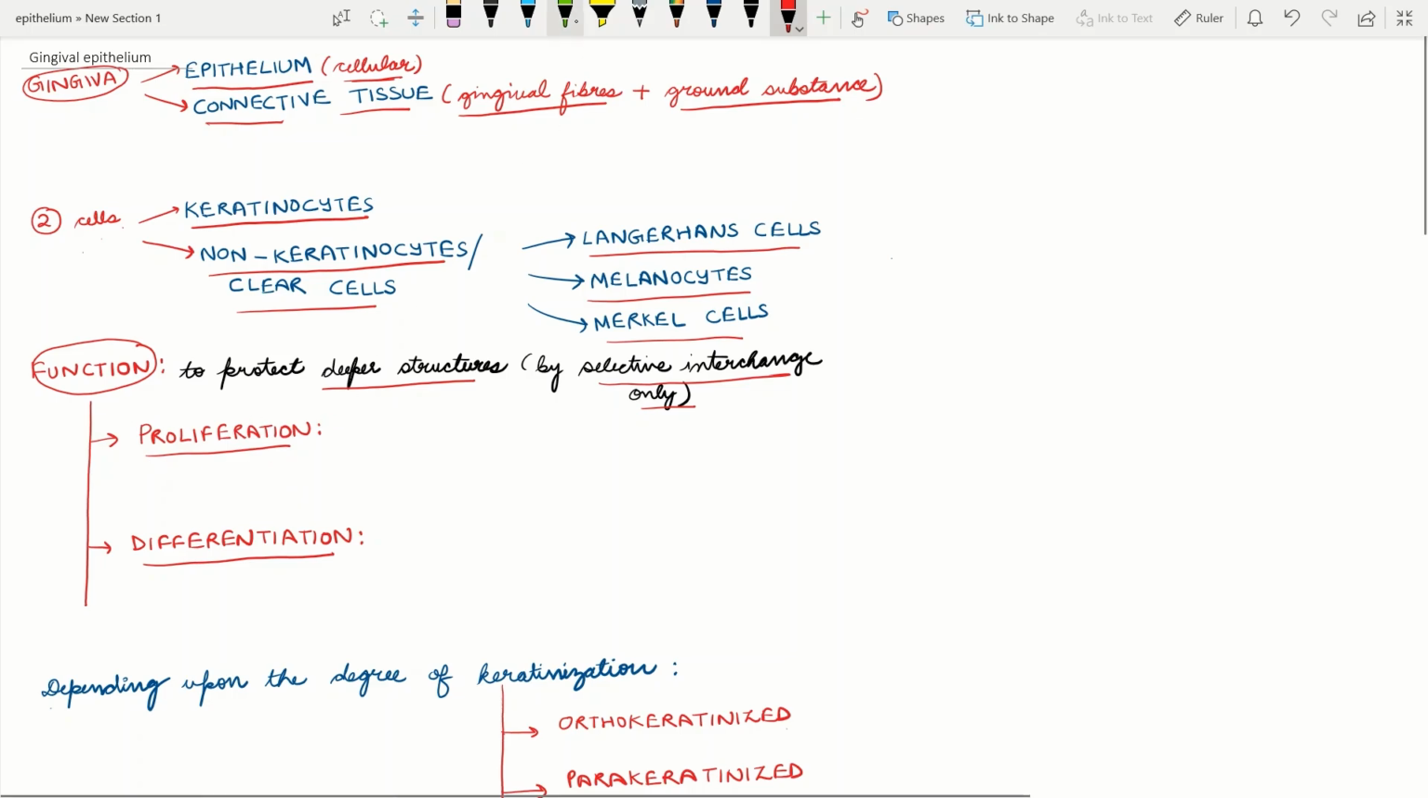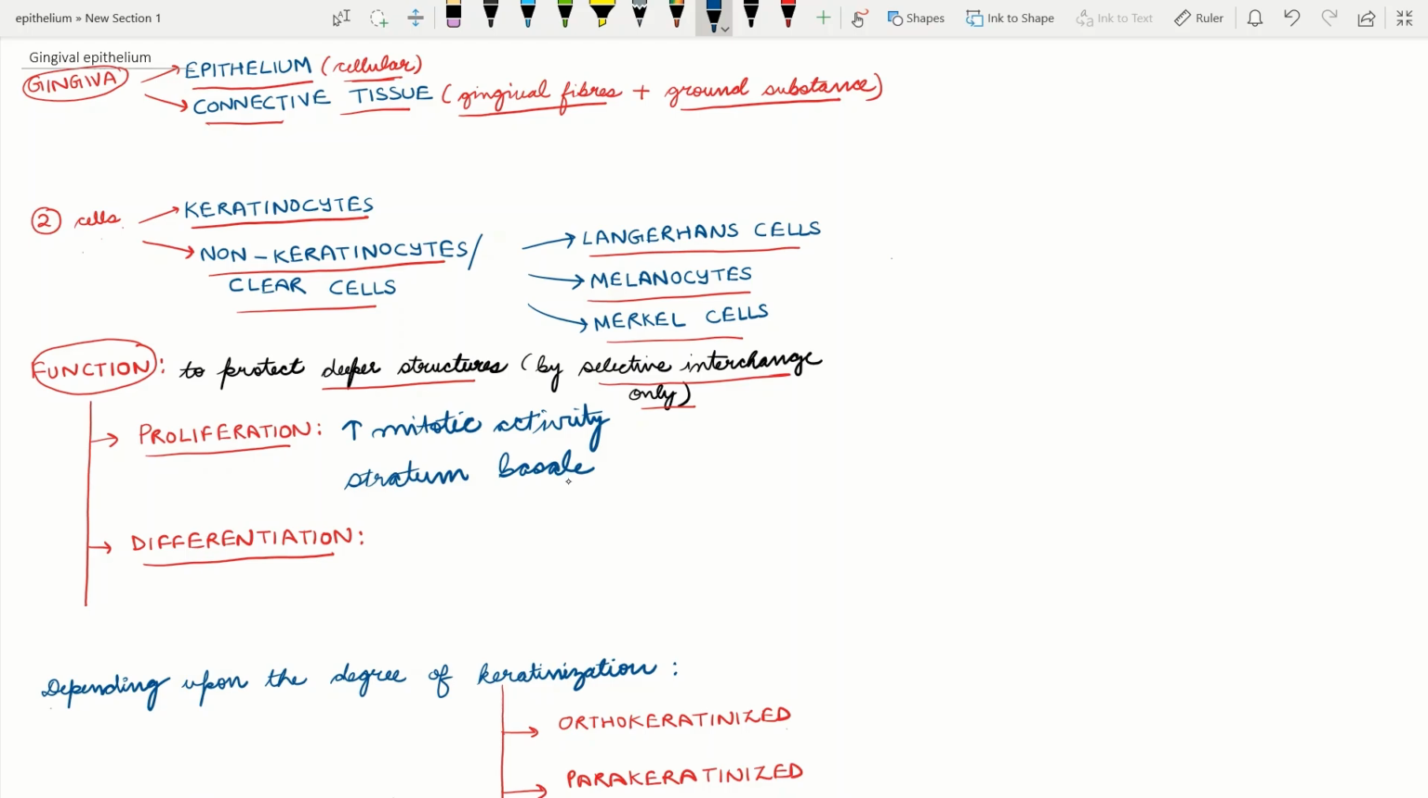So proliferation, as the name suggests, is the proliferation of cells. That is, there will be increased mitotic activity. That is, the cells will be dividing at a rapid rate. And this increased mitotic activity is seen in the case of stratum basale.